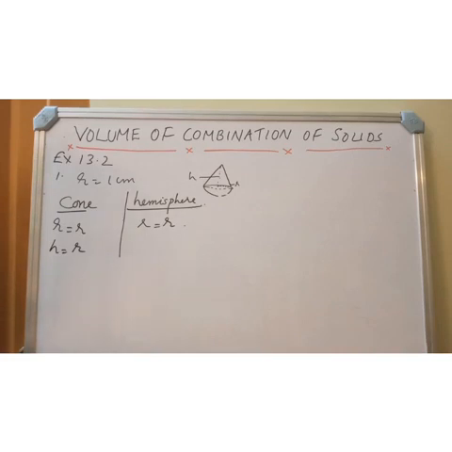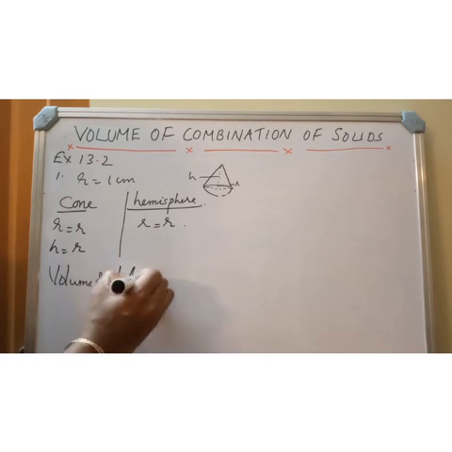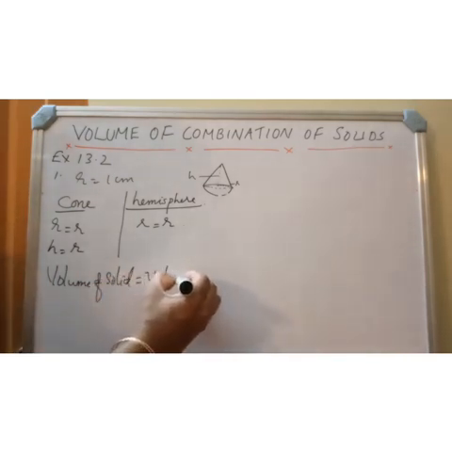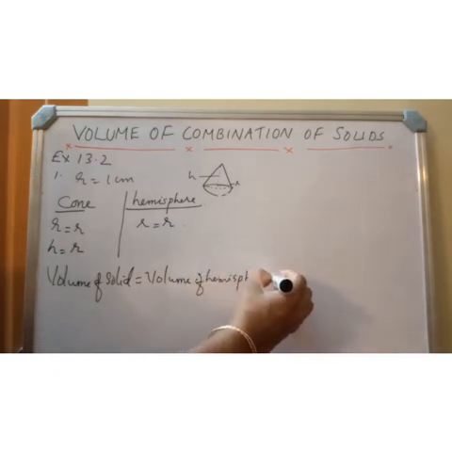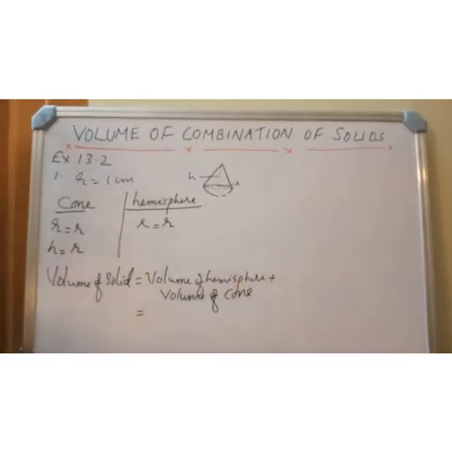So volume of solid is equal to what? What are the two shapes here? Hemisphere and cone. So volume of solid equal to volume of hemisphere plus volume of cone. Isn't it? What is volume of hemisphere formula? 2 by 3 pi r cube, plus volume of cone, 1 by 3 pi r square h.